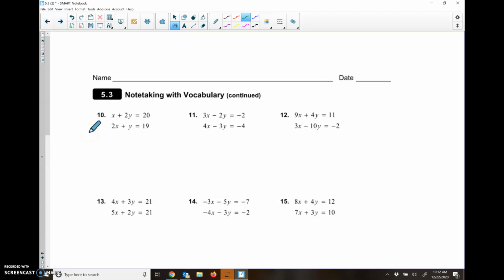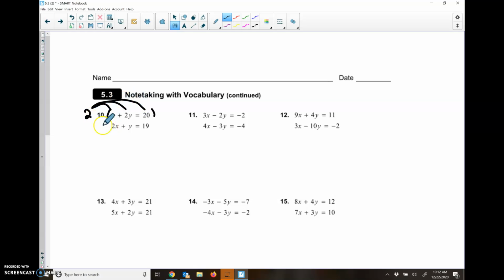Okay, looking at number 10 here, it is x on top of x and y on top of y, but they're not the same. I have a 1x and a 2x, and then a 2y and a 1y. Well, I can't eliminate anything. 1 minus 2 isn't 0. So if I have something that's not the same here, what I need to do is multiply one of the equations to make it the same. Okay, so I'm going to end up multiplying this top equation by 2. Everything in the top equation gets multiplied by 2.